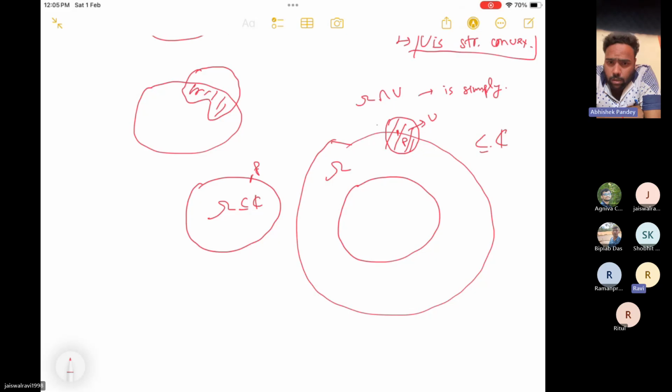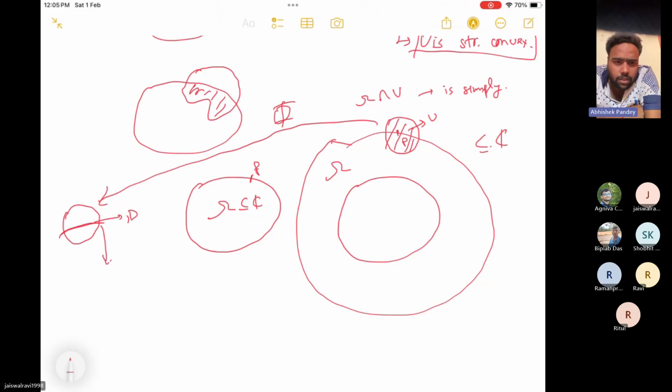So now we have a Riemann map phi, which says that phi of U is a disk, and the boundary point is something like this. What is the boundary point here? The boundary point is something like phi of the boundary of omega intersection U.